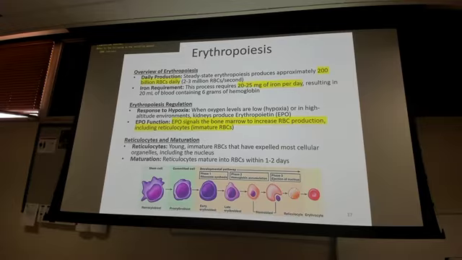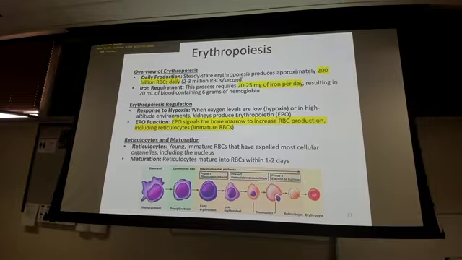Okay? So you produce about 200 billion red blood cells a day, which is pretty amazing. I think the body's pretty remarkable, actually. You have erythropoiesis regulation, responses to hypoxia, and the function of the EPO is to signal the bone marrow to increase RBC production, including those reticulocytes.